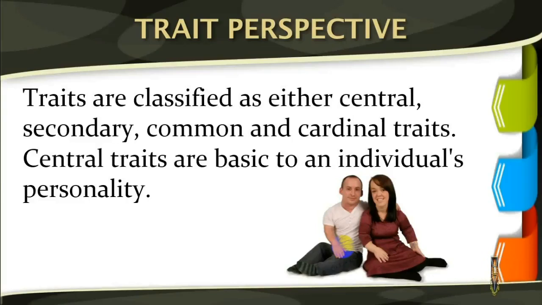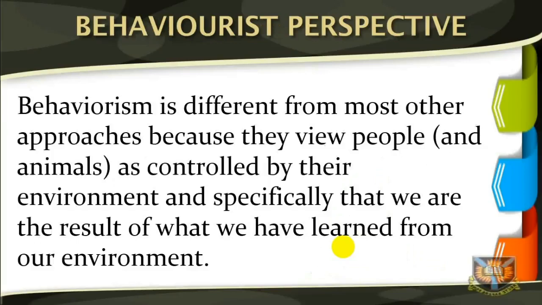Trait theorists might view deceptive people as having deceptive traits as part of their personality makeup. The extent at which such individuals are deceptive will inform whether deception is central, secondary, common, or cardinal to their personality.